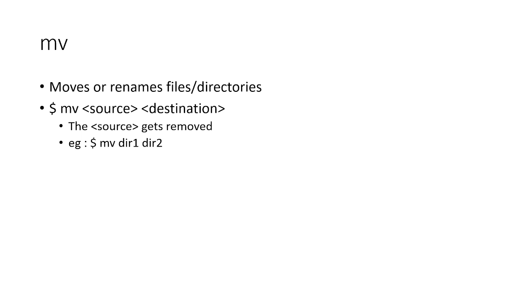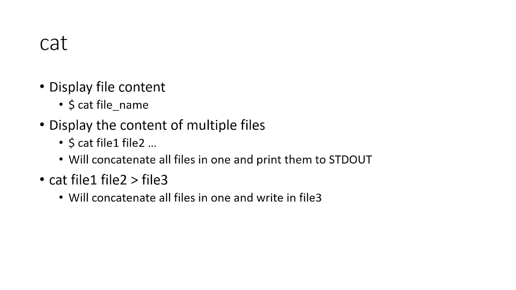The mv command moves or renames files or directories. If we give mv, source and destination, these are two paths basically. It will move your particular file or directory from source to destination. And if we want to rename a file, what we can give is mv and that particular file name and the other name that we want. So it will rename that file.